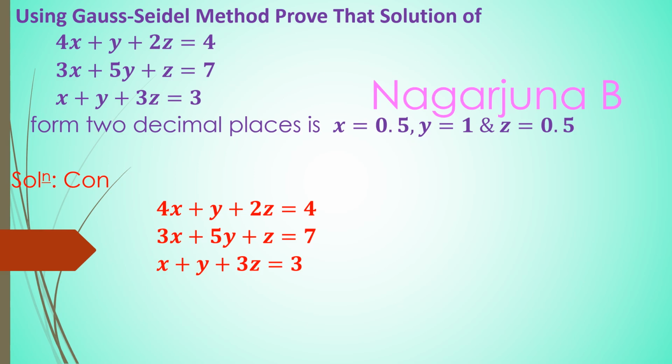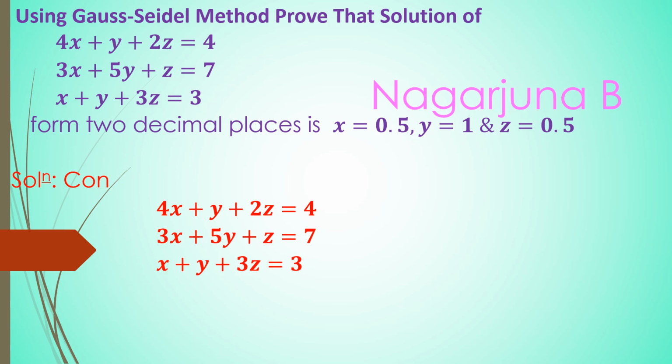Now consider the second equation 3x plus 5y plus z is equal to 7. Among this the diagonal coefficient of y is 5. So 5 is greater than the coefficient of x, which is 3, plus the coefficient of z, which is 1. So 3 plus 1 is 4. So 5 is greater than 4.